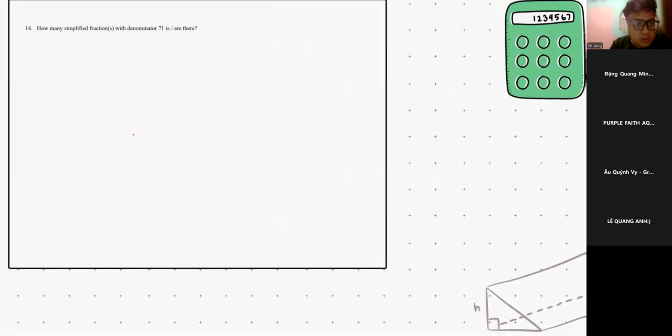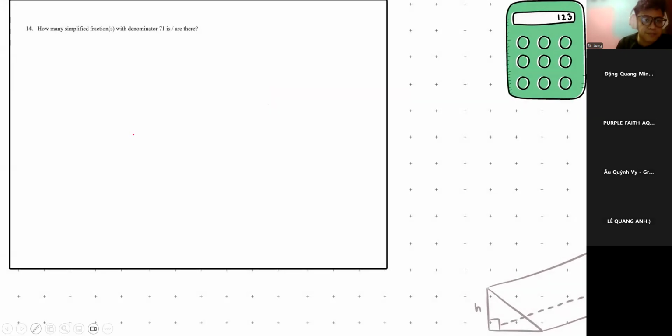So number 14. How many simplified proper fractions? This should be proper fractions. Simplified positive proper fractions with denominator 71 are there. Okay. So the answer here is 70. Why 70? Because this is a prime number. So we just need to subtract 1.